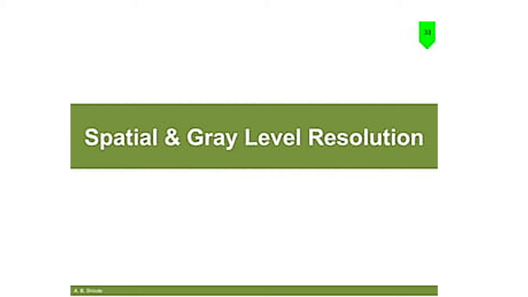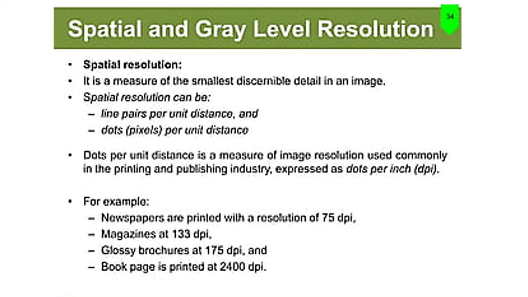After converting the image to digital, we have to check whether it is of good quality or not. So for that we are going to speak about spatial and gray level resolution. It is a measure of the smallest discernible detail in an image. So spatial resolution, how can we define this? One is line pairs per unit distance or dots per unit distance. Simply we call it DPI.